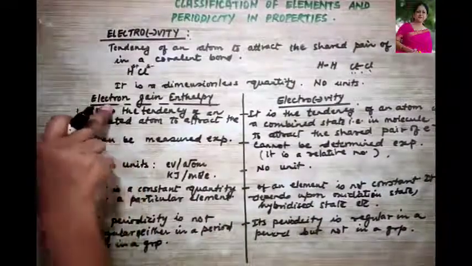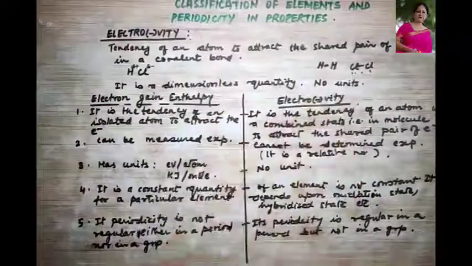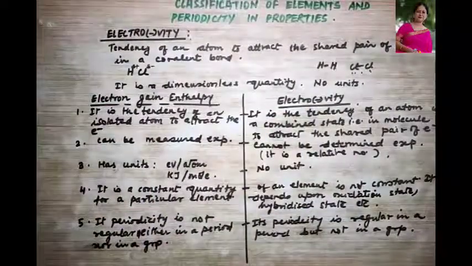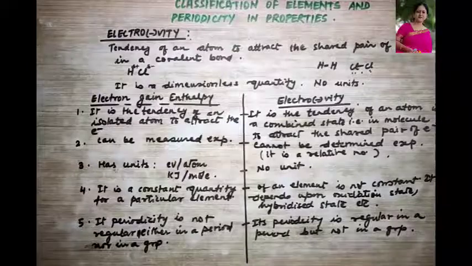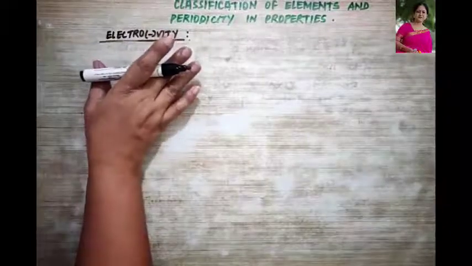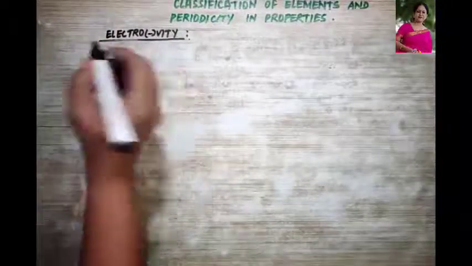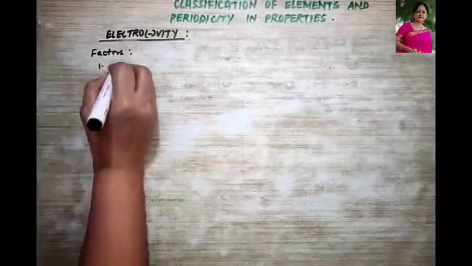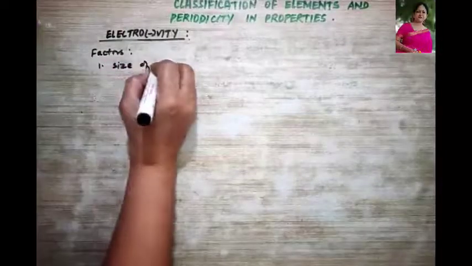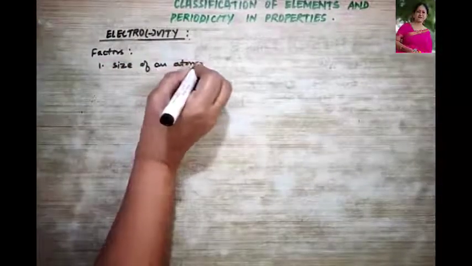What is the difference between electron gain enthalpy and electronegativity? Clear? Now let us discuss the factors that affect electronegativity. The first factor is the size of an atom. What do we know?